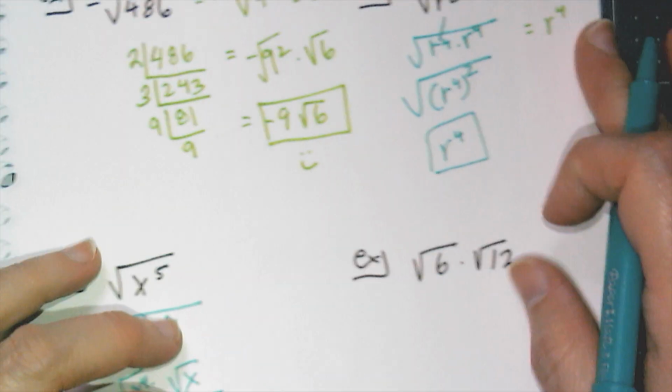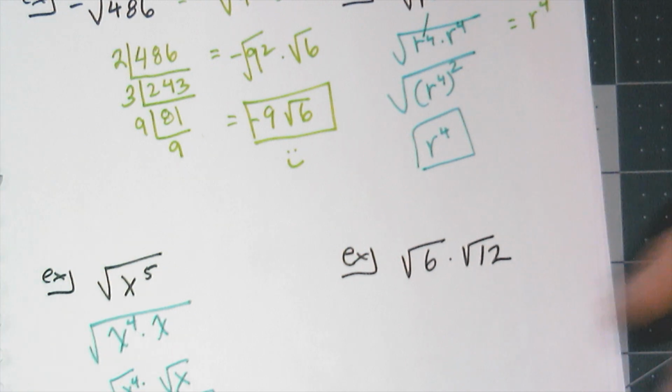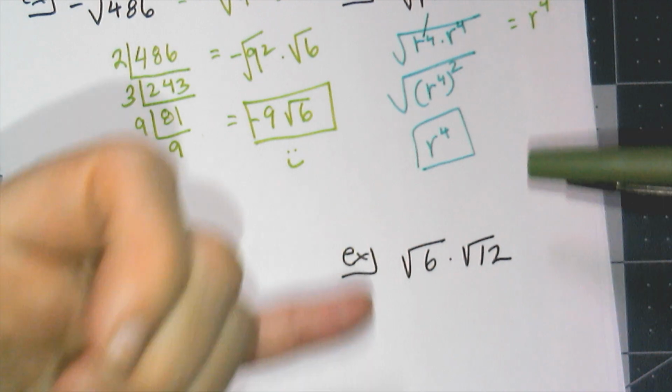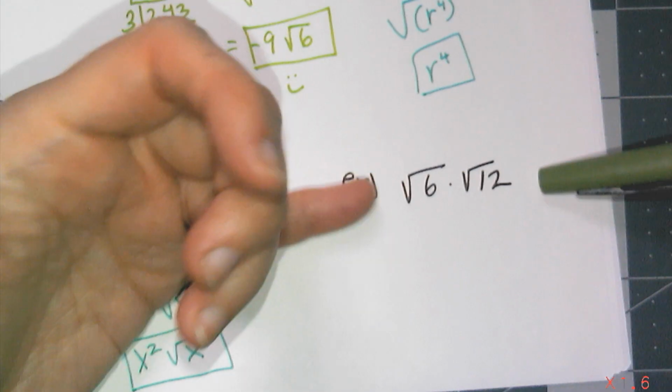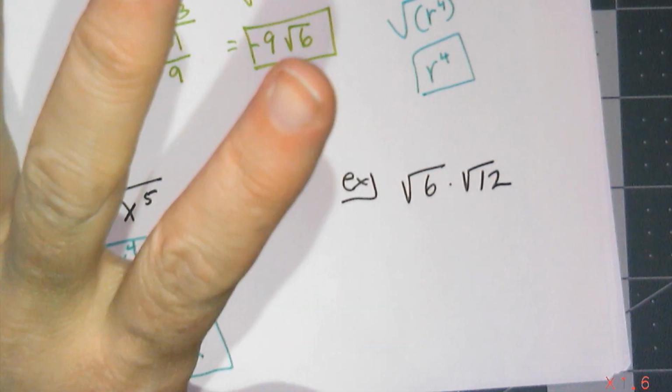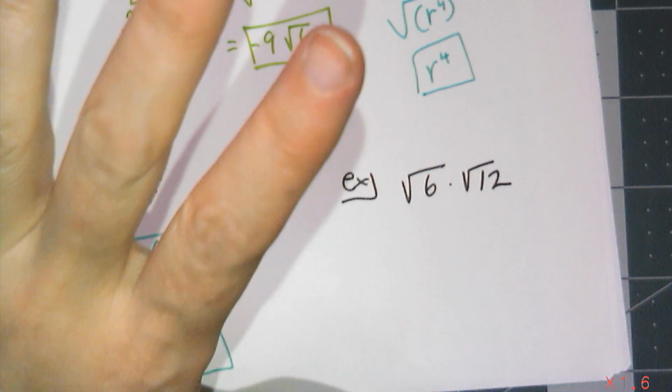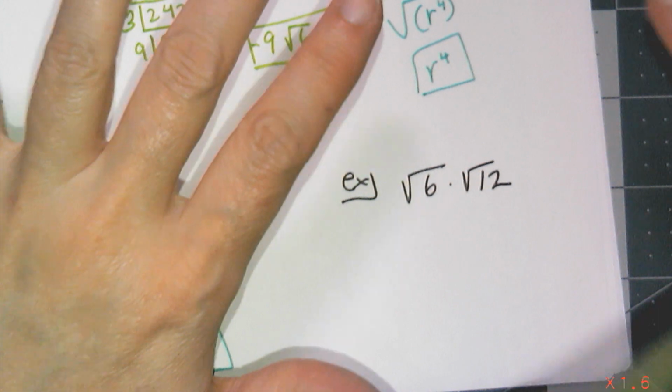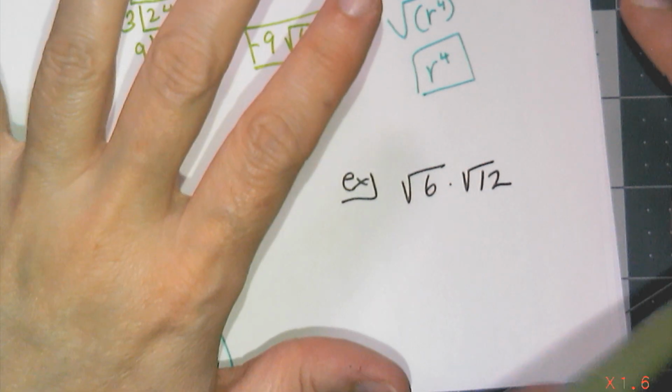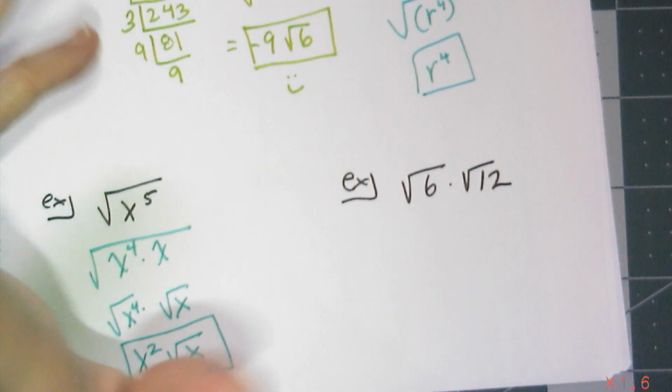Okay, so now we're going to go through a series of examples, and the whole point of these examples is to show you alternate techniques. When you see this problem, your instinct might be to use the multiplication property of radicals, multiply 6 times 12, and then simplify that square root. Well, for me, that's a little too much work.